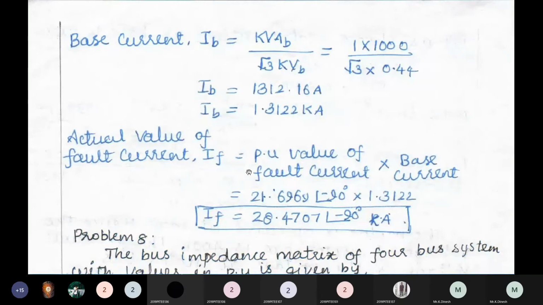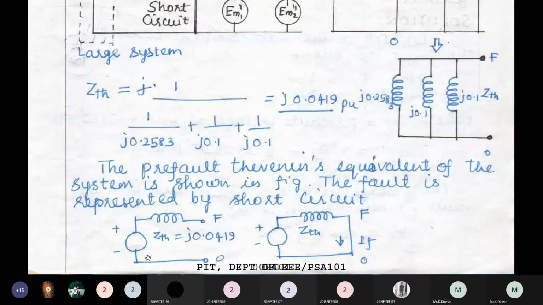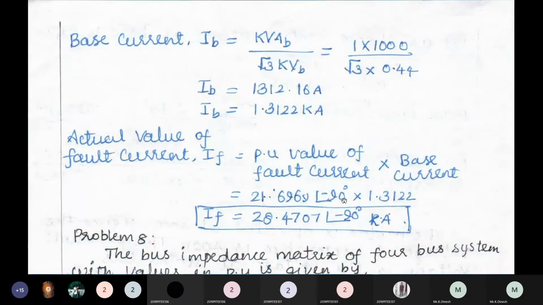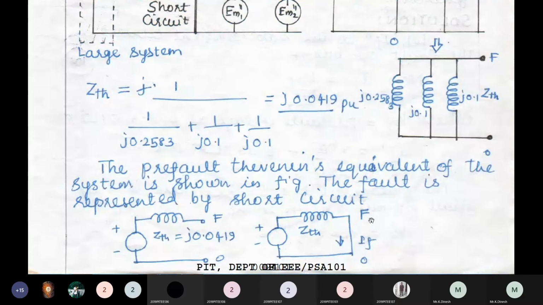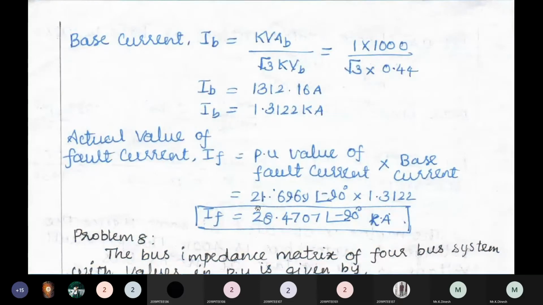Next is my equivalent circuit. We know the pre-fault voltage VPF, and the Thevenin impedance is 0.0419. Based on this, we have the short circuit here, the fault current IF. By Ohm's law, 1 divided by J0.0419, so the value should be 21.6969 at an angle of minus 90 per unit.